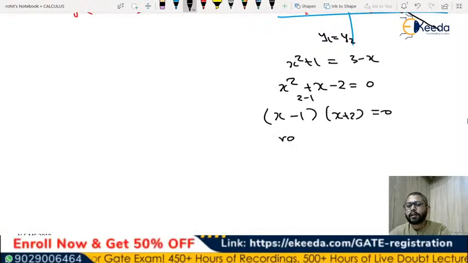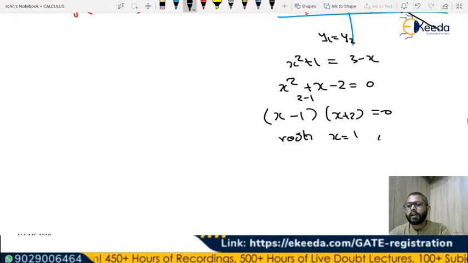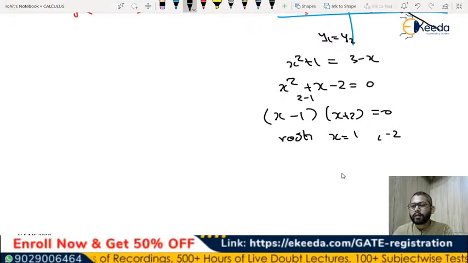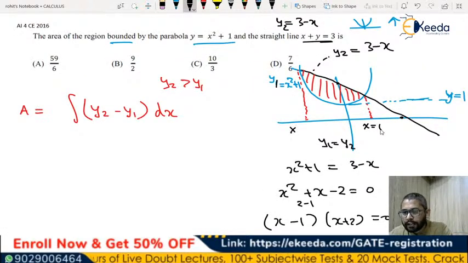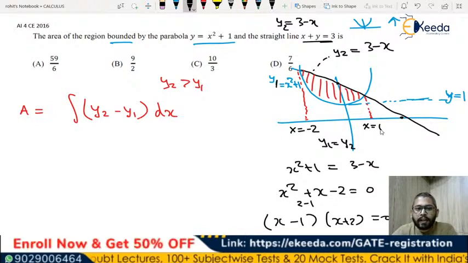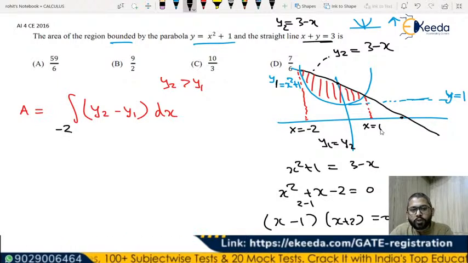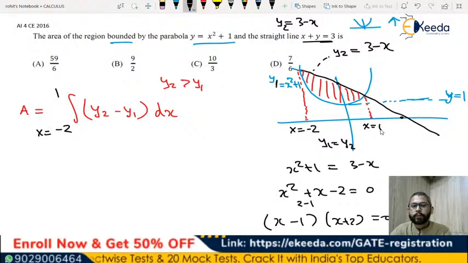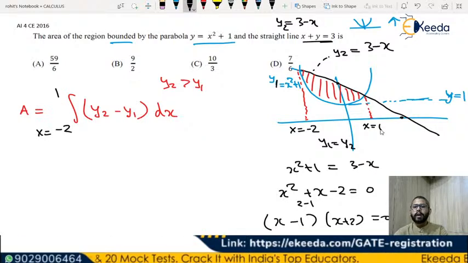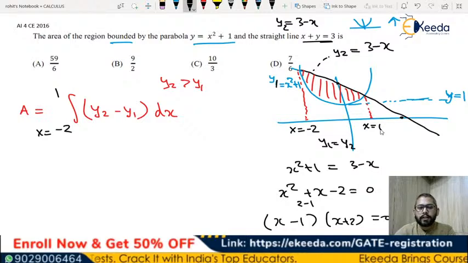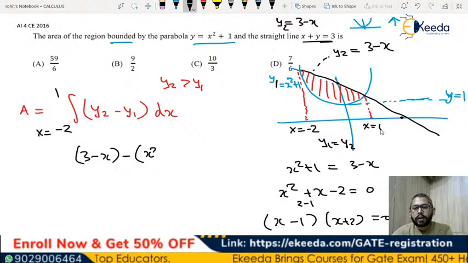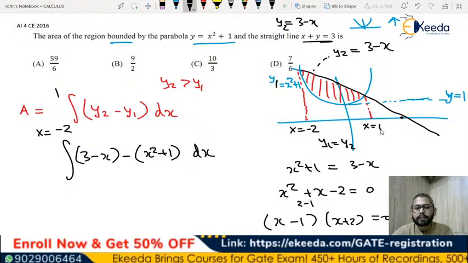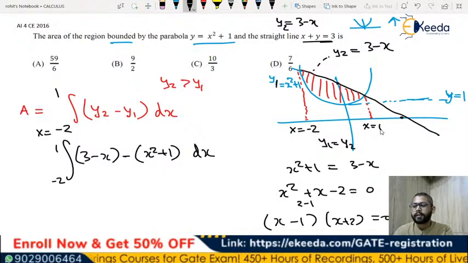So the roots are x equal to 1 and x equal to minus 2. That means we have to integrate from x equal to minus 2 to 1, of y2 minus y1. What is y2 minus y1? 3 minus x minus (x square plus 1), and the whole integration is dx from minus 2 to 1. That's it. This will give you the answer.